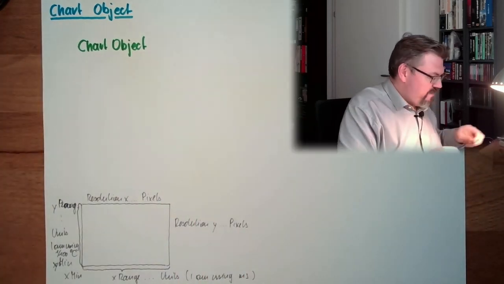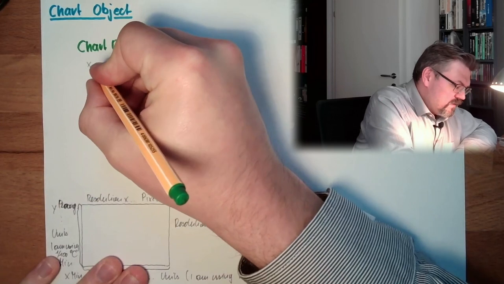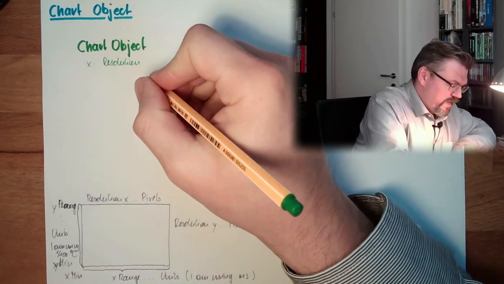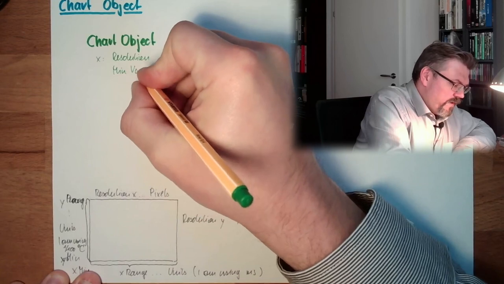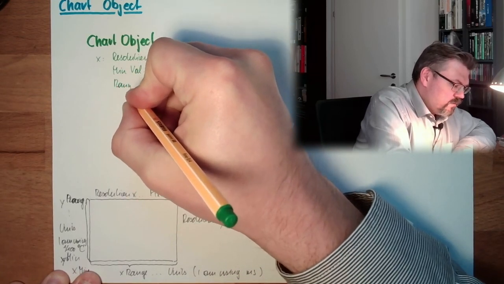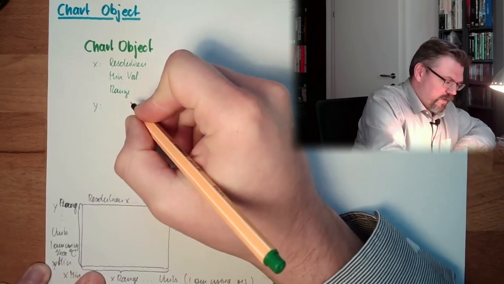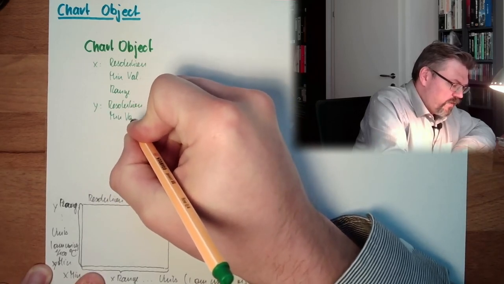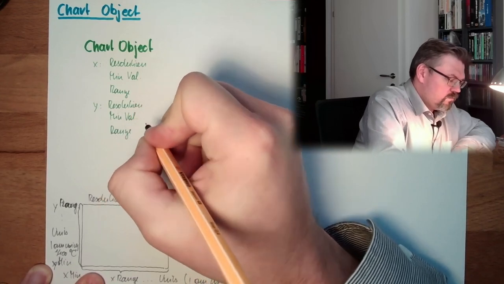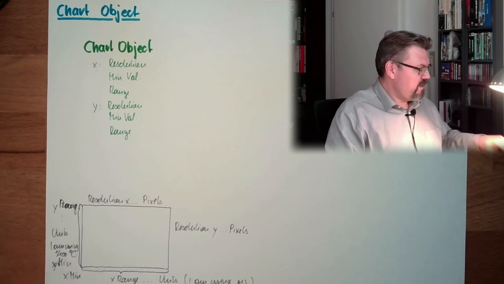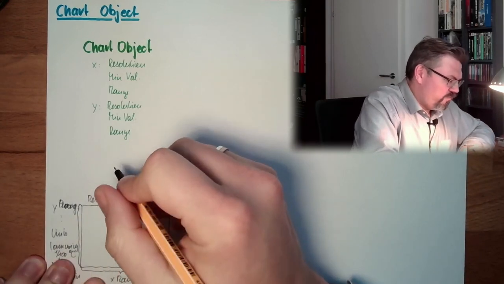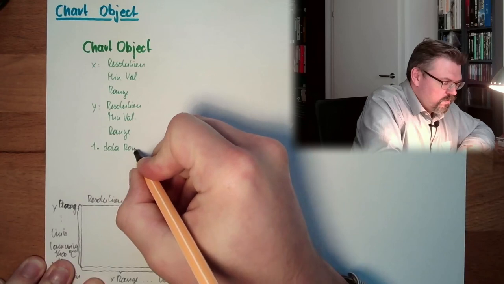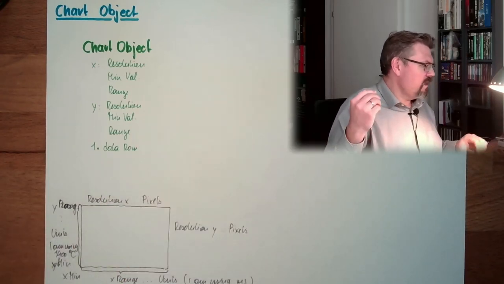So we have here X resolution, then minimum value and range. And Y also has resolution, minimum value and range. And then I have data. First data, data row. It's pointing to an object I call data row.